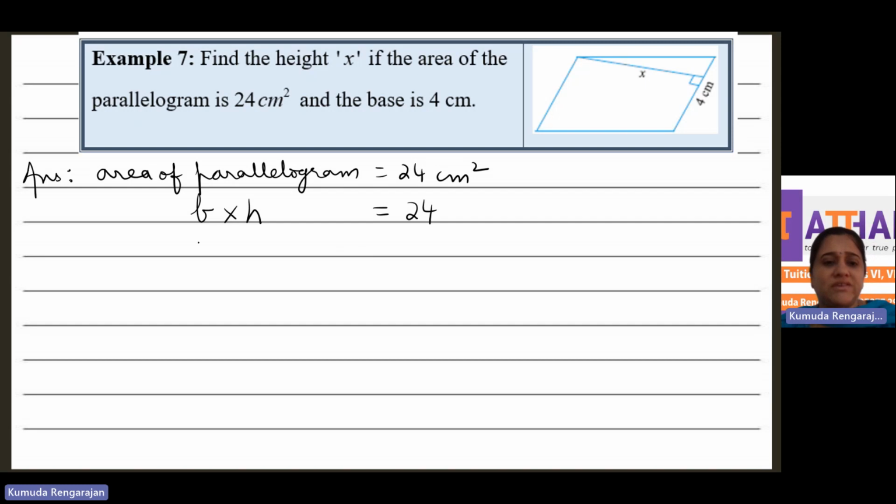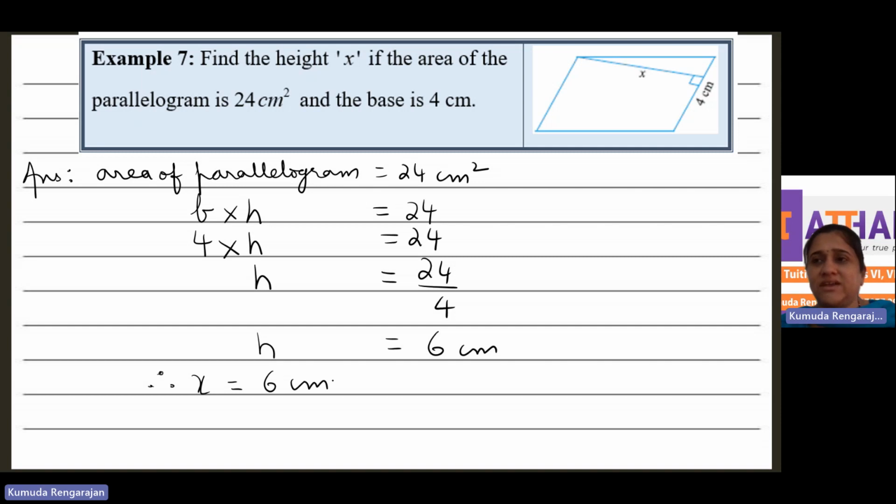Now what is the base? Base is 4. Substitute into the formula: h we don't know, write the others as it is equal to 24. So now h is equal to what? 24 divided by 4. So h is equal to 6 centimeters. Okay, so what is the value of x? They're asking you the value of x. Therefore, x is equal to 6 centimeters.